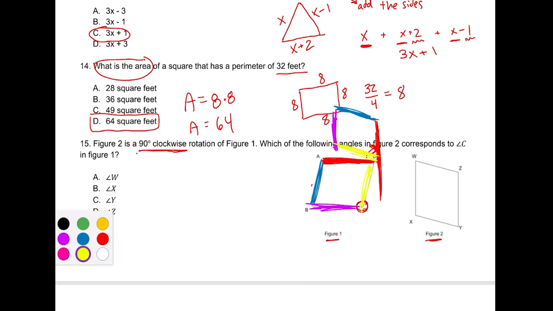So the whole shape gets rotated, and that angle C, which is bordered by the yellow and the purple sides, ends up over here. So when you do that 90 degree clockwise rotation, angle C is going to end up in the same place as where angle X is in figure 2. So the correct answer choice for number 15 is going to be B.